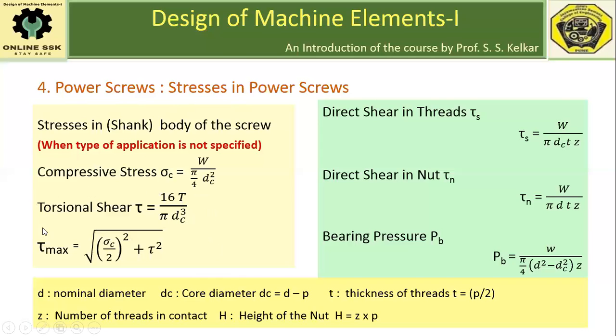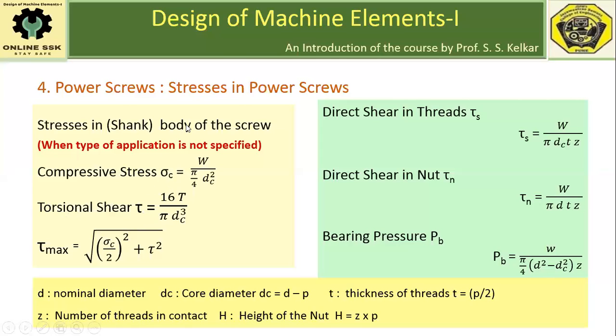Then torque: as the screw is rotated, it experiences some torque, and whenever there is a torque, there will be torsion, and torsional shear stress will get developed inside the body of the screw. This induced torsional shear stress will be given by 16T upon pi dc cube. Please note that here also we have to take into account dc, the core diameter of the screw. We take the core diameter into account while calculating both the compressive stress developed as well as the torsional shear stress developed.